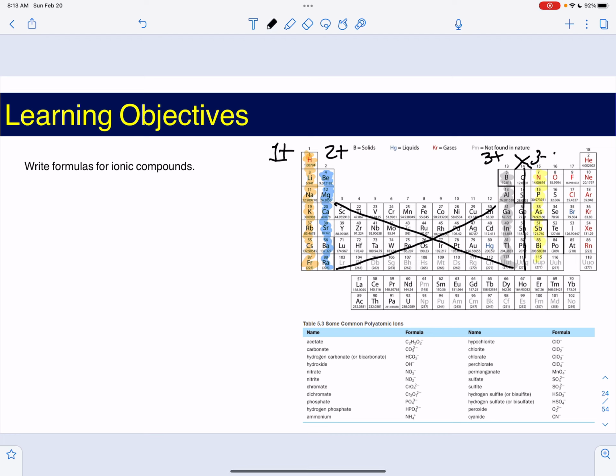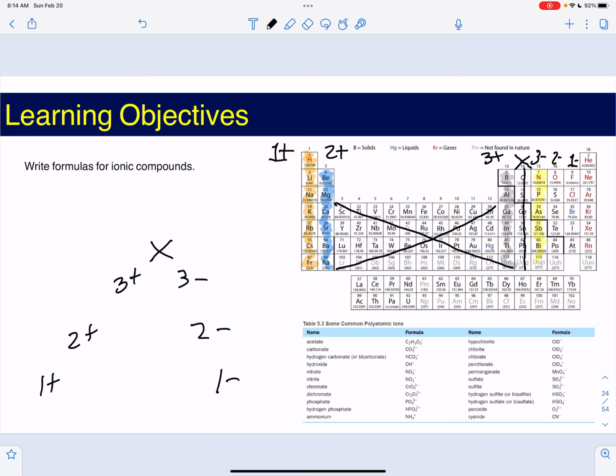Anything here will be 2 minus, and anything here will be 1 minus. So it's like a pyramid. Starting on number 1, 1 plus, 2 plus, 3 plus. Do not do anything with the carbon. Then 3 minus, 2 minus, and 1 minus.